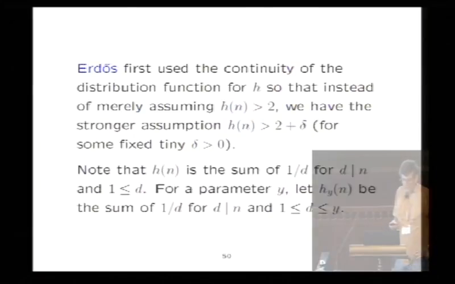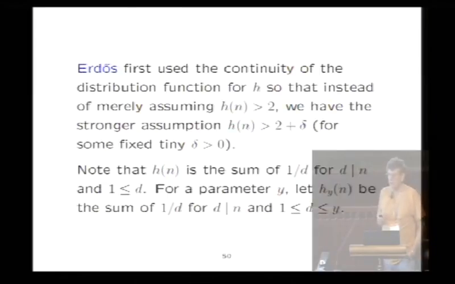So to prove this, Erdős did it as follows. First of all, to say that h(n) is greater than 2, the distribution function is continuous. So except for a small exceptional set, we can improve the inequality greater than 2 and say that it's actually bounded above 2, except for a small exceptional set. So we replace h(n) greater than 2 with h(n) greater than 2 plus delta.